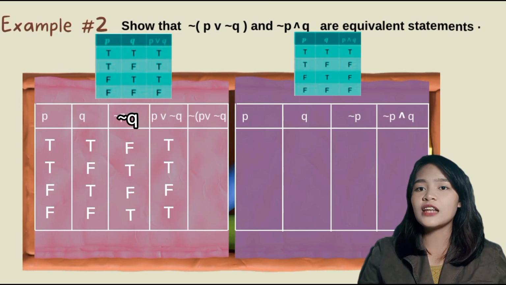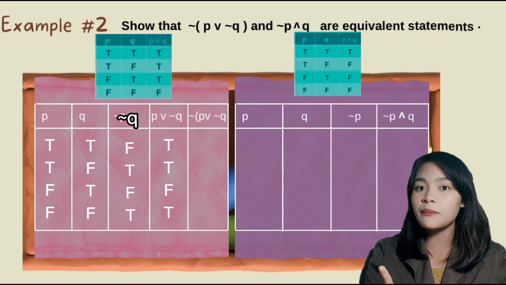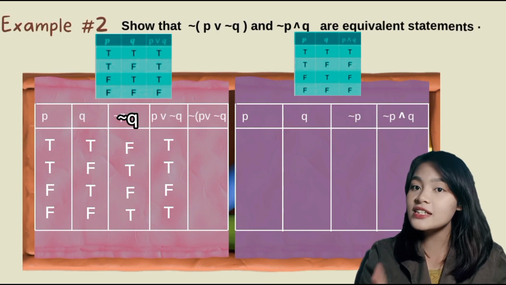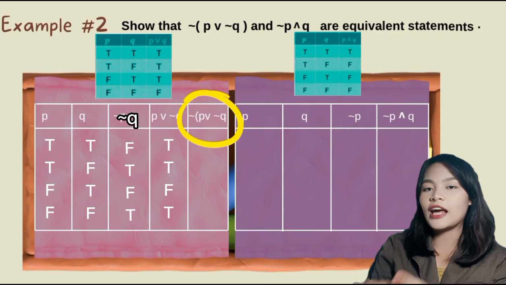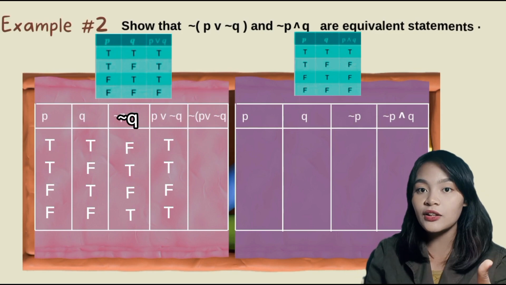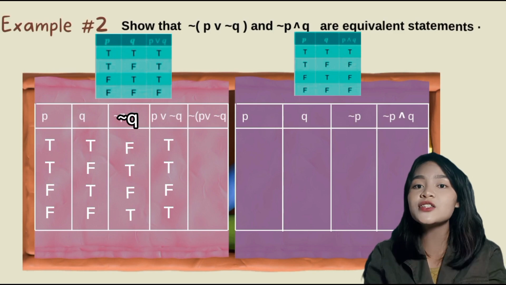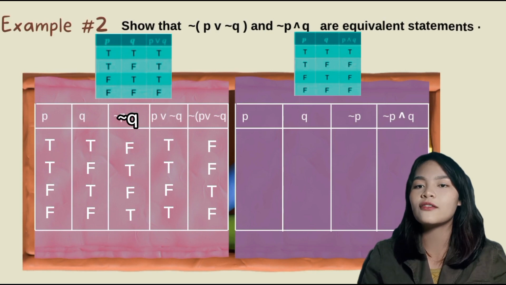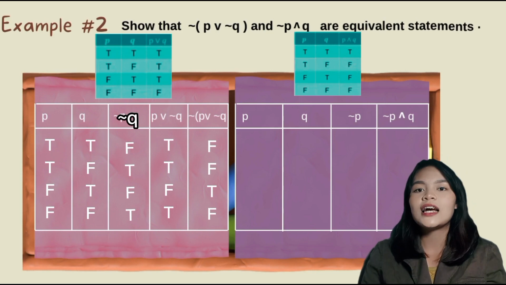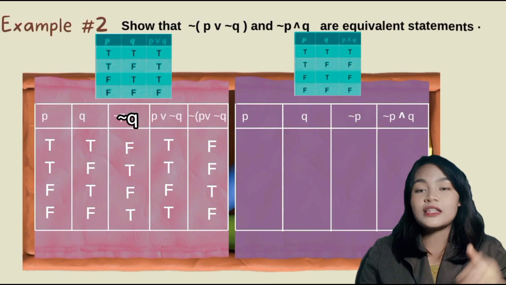So, what's next? Nakuha na natin yung nasa loob ng parenthesis, right? So, next, nakukuha na natin yung negation neto. Negation means babaliktad na naman natin ulit. As simple as that. So, the answer would be false, false, true, and false. So, now, natapos na tayo dyan.